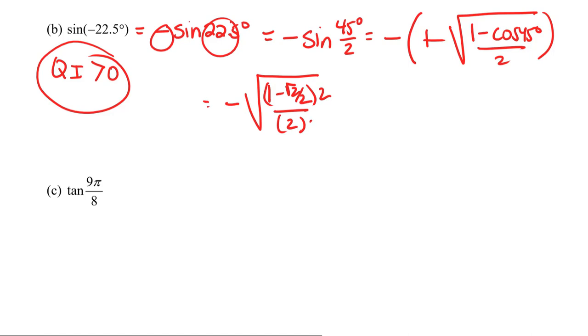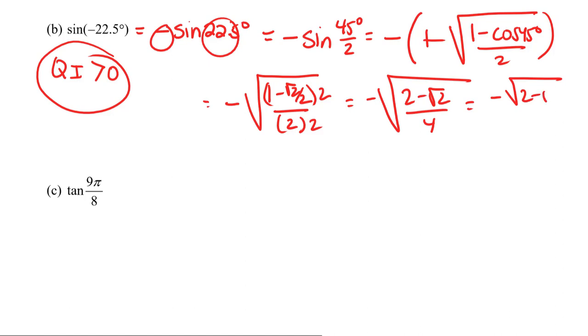I'll simplify by multiplying by 2 over 2. Now I've got the negative of 2 minus the square root of 2 over 4, which becomes the negative of 2 minus the square root of 2 over 2. Part C, we're going to find the tangent of 9 pi over 8. Well, this is going to be the same as the tangent of 9 pi over 8 times 2, which is 9 pi over 4, divided by 2.